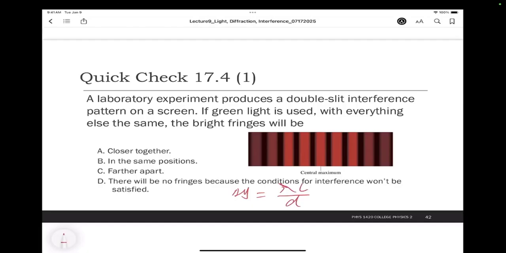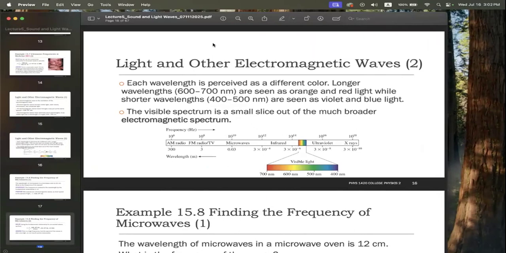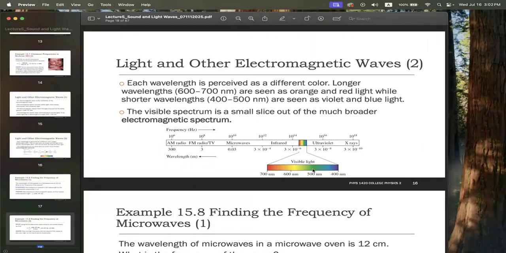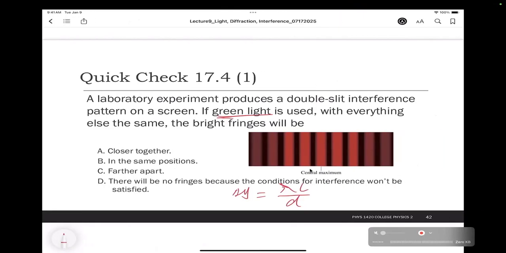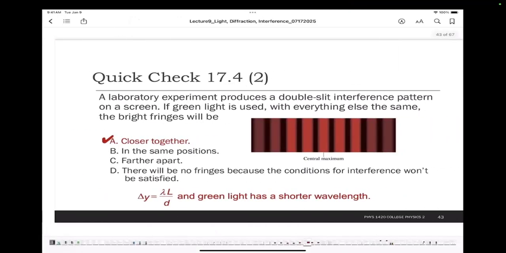Other things are the same, but it changed to green light. We have already talked about green light in lecture 5. Green light has a smaller wavelength, which means this one decreases, which means the spacing between the fringes is smaller, so it is closer together. Does it make sense to you? So this should be A, closer together.